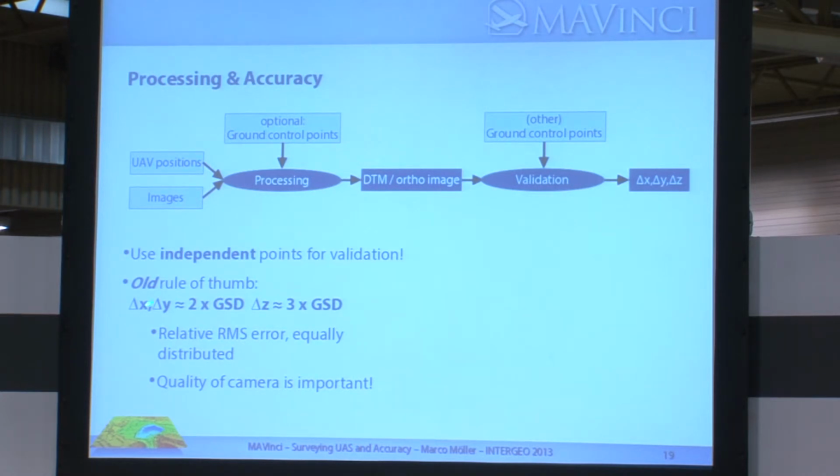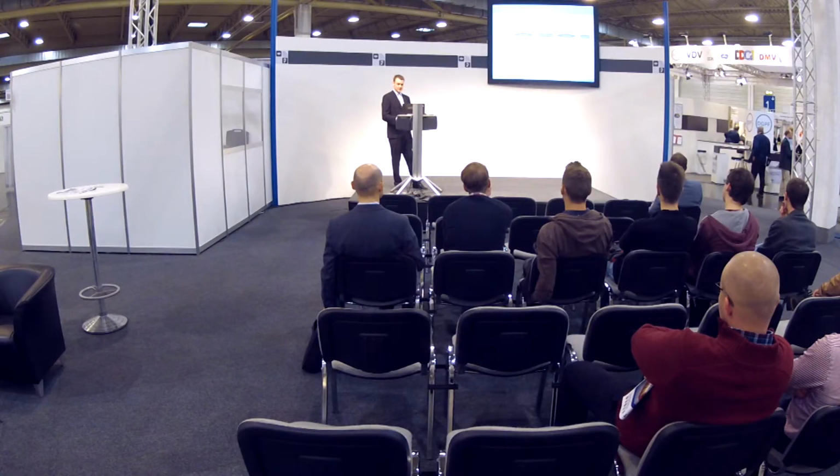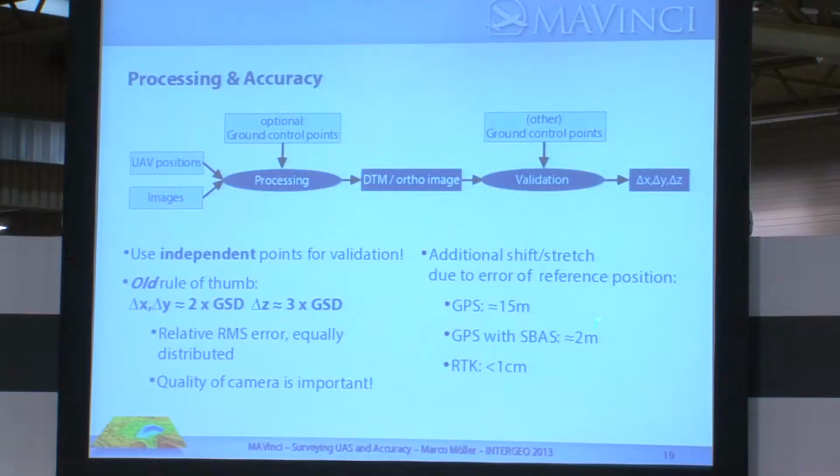I call it the old rule because we have something new to present. And here you can basically see why. If you do these ground control points with the GPS that is basically inside the UAV, you have 15 meters accuracy. If you're in Europe or in some other countries where you have the SBAS system, you maybe get 2 meters.